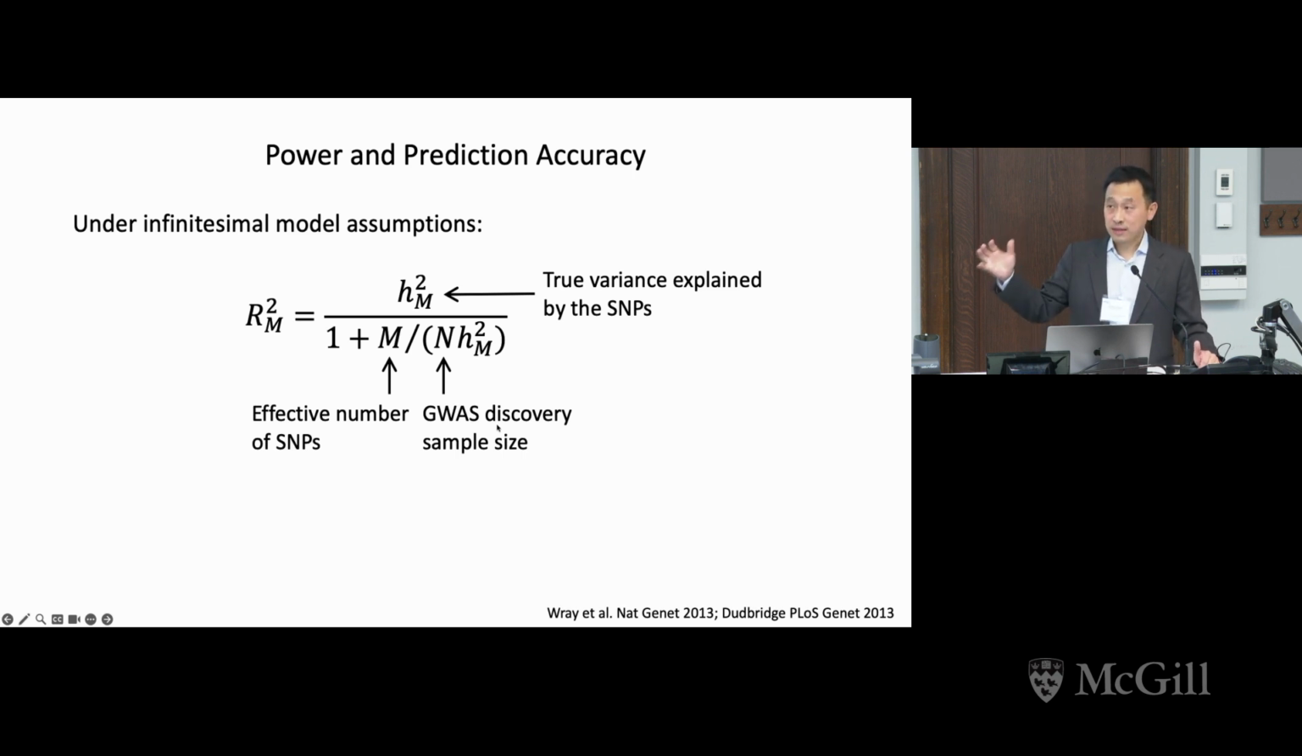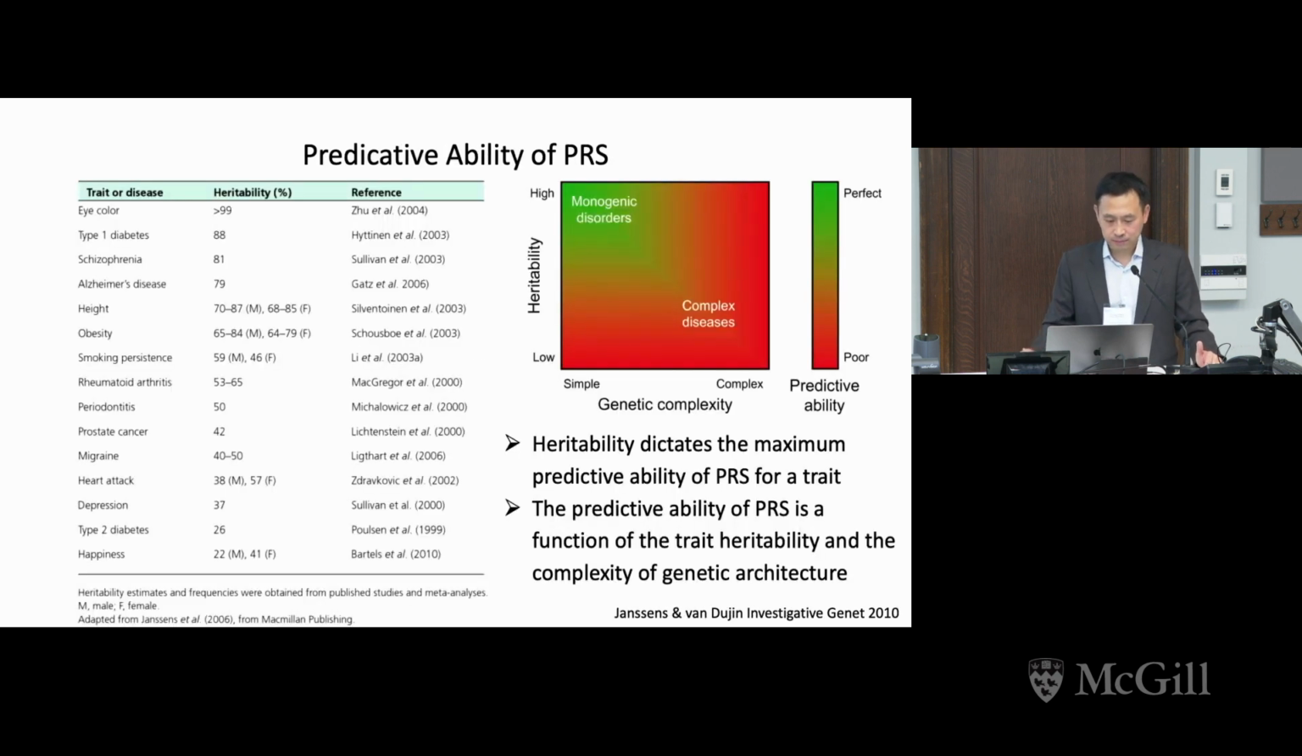That's the sample size of the study you grab for your summary stats. And it's in the denominator of the denominator. So that means if you have a large N, you have better power. The larger GWAS sample size you have, the better R square you're going to get. So those are the three most important factors influencing the accuracy of your PRS.